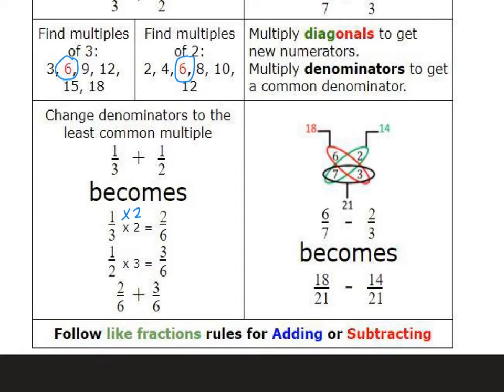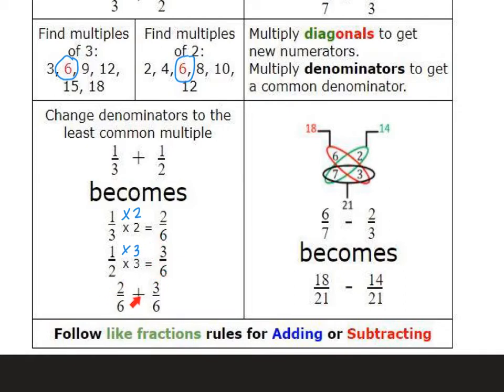And then I go down to the next fraction. My denominator was 2, but I need it to be 6, and I'll have to do 2 times 3, which will give me 6, and what I do to the denominator, I will also do to the numerator, and 1 times 3 will give me 3. So now my fractions are ready to add because they have a common denominator of 6.